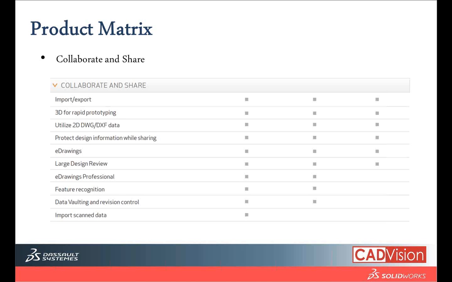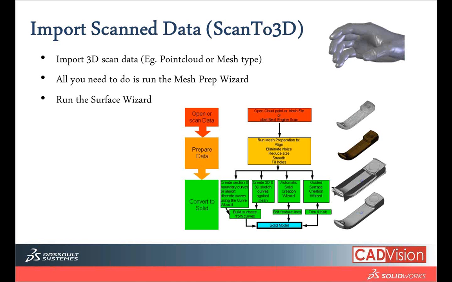Data vaulting and revision control. This will be Workgroup PDM. And then the last one will be the imported scan data. So what I would like to talk about is the imported scan data. The imported scan data in SolidWorks, we call it Scan to 3D. So we can import 3D scan files, only two types of scan data here: point cloud type or the mesh type.